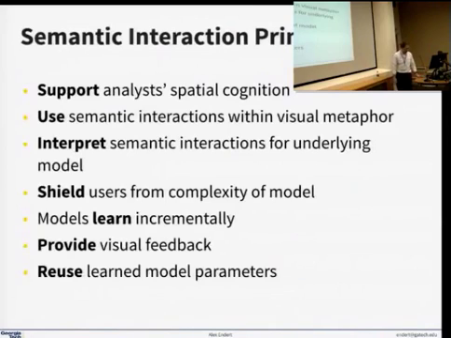This circles back to the semantic interaction pieces I talked about in that one visualization I showed earlier, where we have a set of principles that basically outline the thing I just talked about, right? We want to support spatial cognition. We want to let people manipulate those data points in a visualization and have those manipulations steer the algorithm underneath to learn from the similarity that I'm implying.